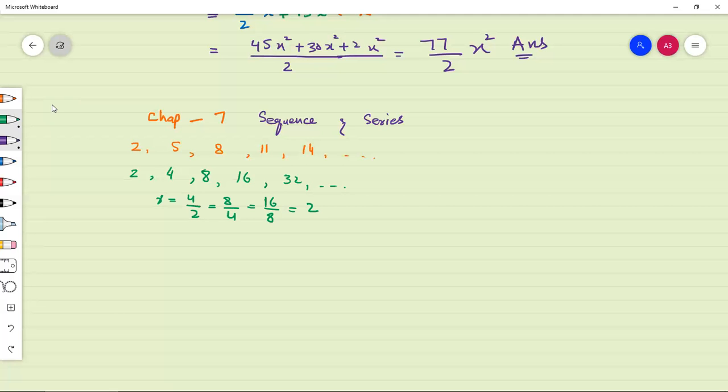Here in this sequence, the difference is the same, meaning d is equal to 3. Next minus previous is equal to 3, and this is called common difference.